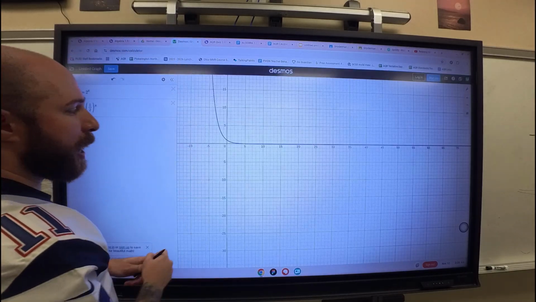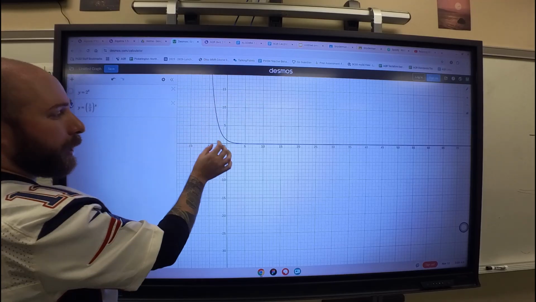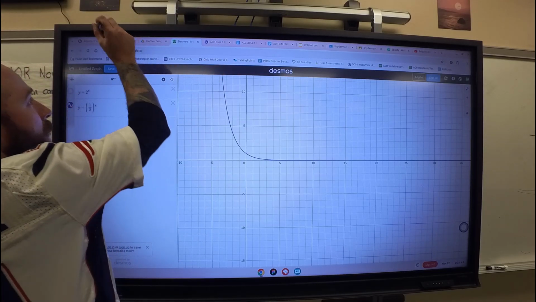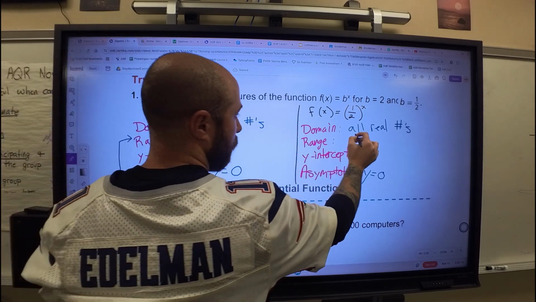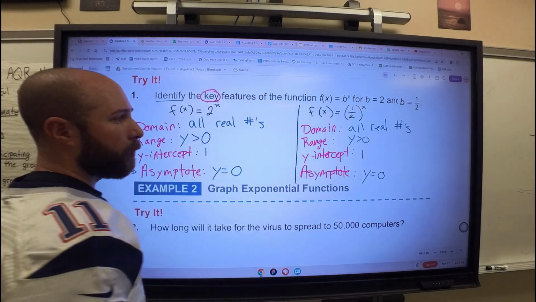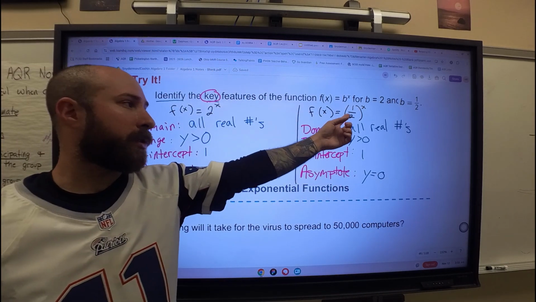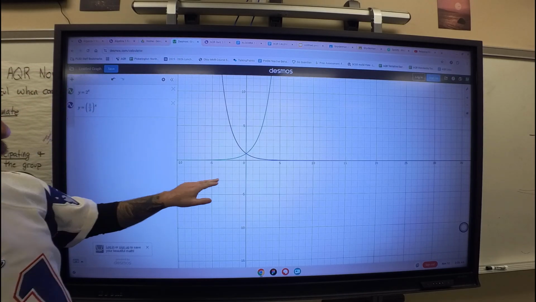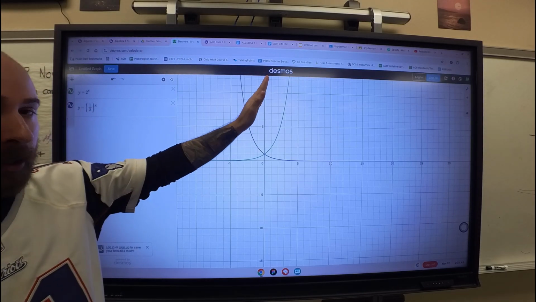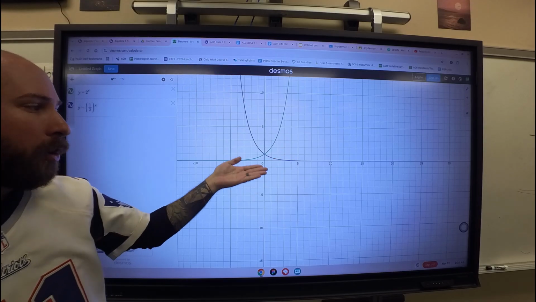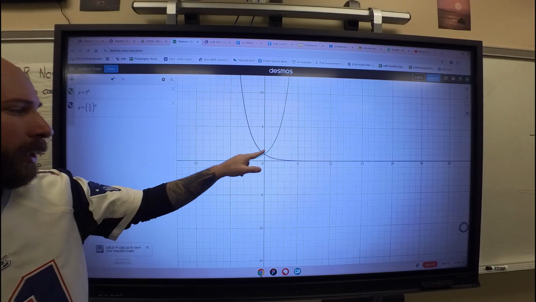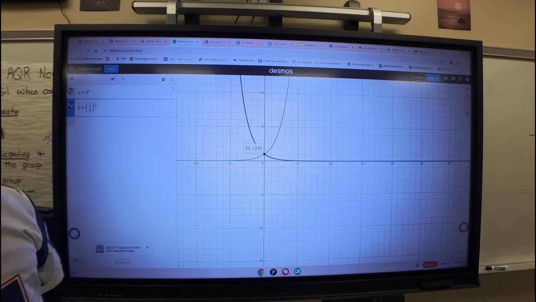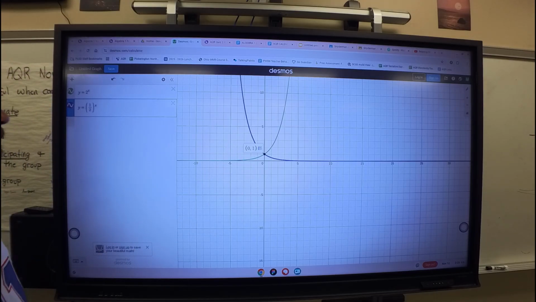And our graph is still above that asymptote, so we can say the range is still y is greater than 0. So even though these two functions are different from each other, and we can see from the graph they look very different, right? One is increasing, the other one's decreasing, but all of those key features are the same. The y-intercept's the same, the domain's the same, the range is the same, and the asymptote is the same. Okay?